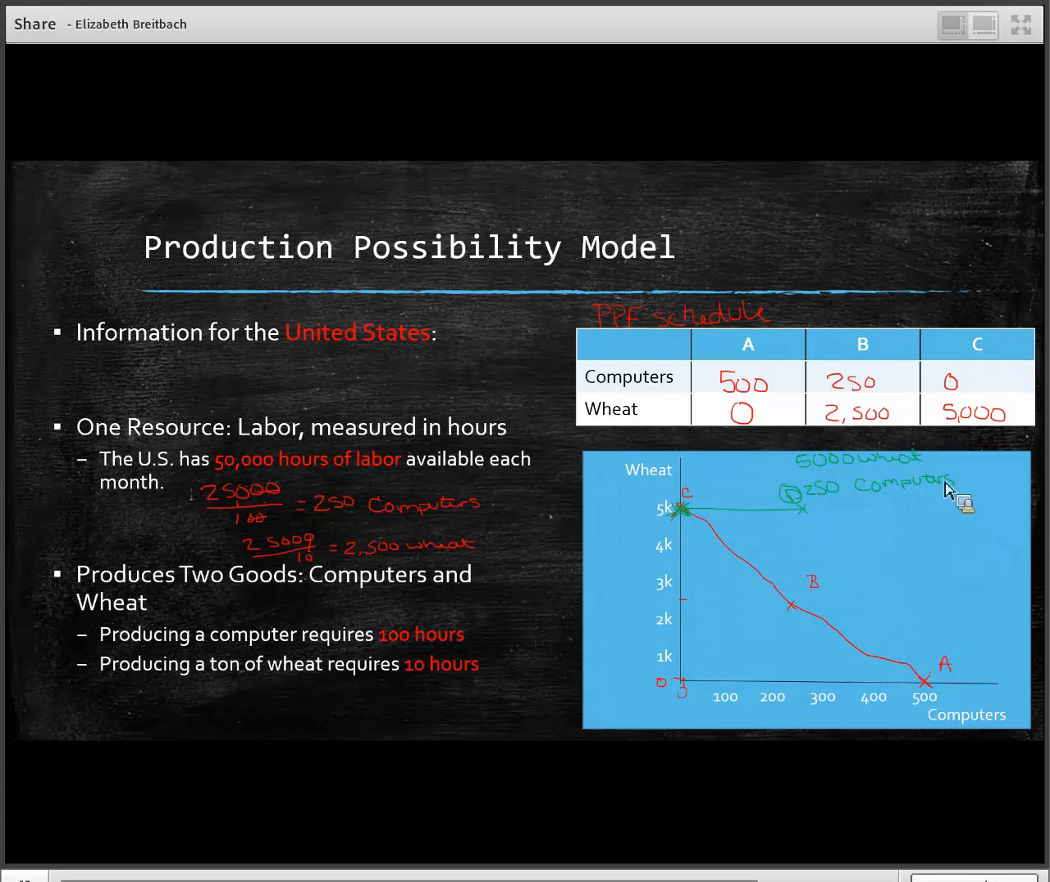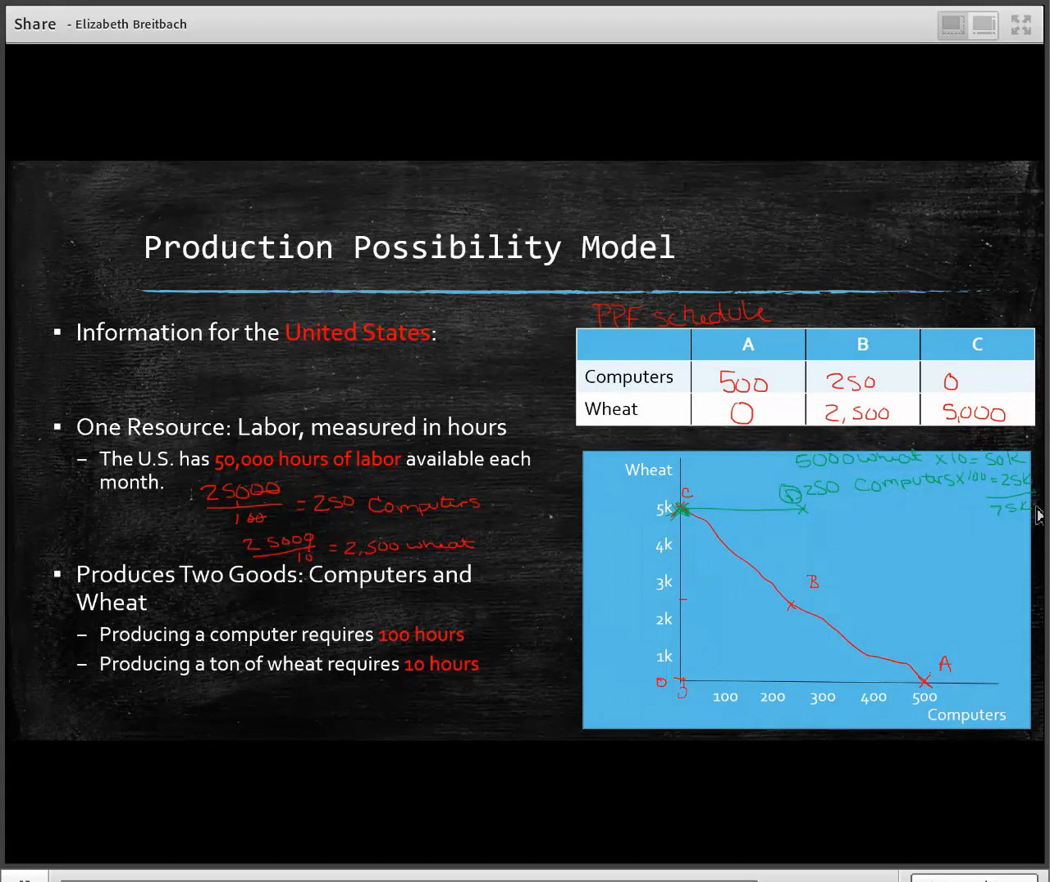Well, let's see how many labor hours it takes me to produce point D. I want 5,000 tons of wheat, and we know it takes 10 hours to produce each ton, and so that's 50,000 hours. So we're already at our maximum capacity. An additional 250 computers, and we multiply that by the 100 hours it takes to produce a computer, and all of a sudden it took us 25,000 hours to produce those computers. And so if we wanted to operate at a point like D, we would need 75,000 hours available to us. However, our production possibility model tells us that we have fixed resources.